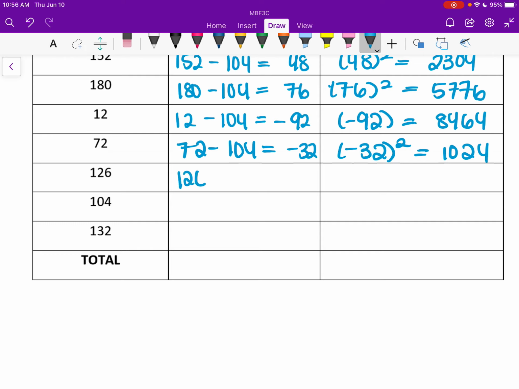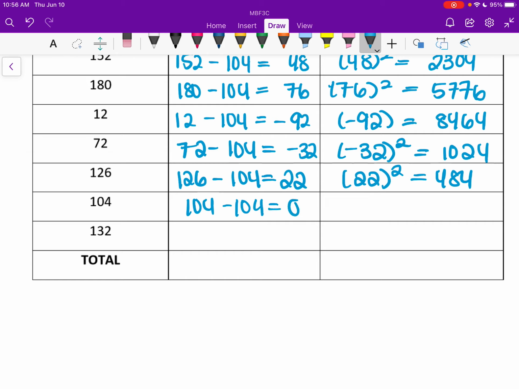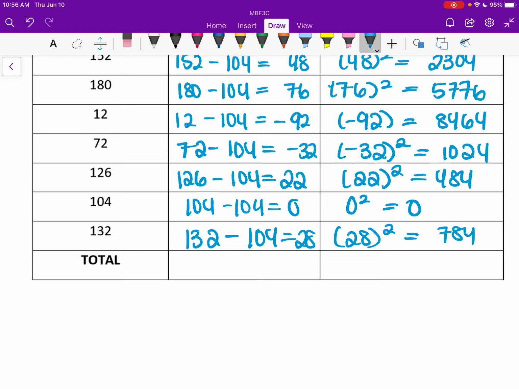Then I did 126 minus 104. That gives me 22, right? Then I did 22 squared, and that gave me 484. 104 minus 104 is just 0. 0 squared is equal to 0, right? Then I have 132 minus 104 equals 28, right? And that is 28 squared, which is 784.